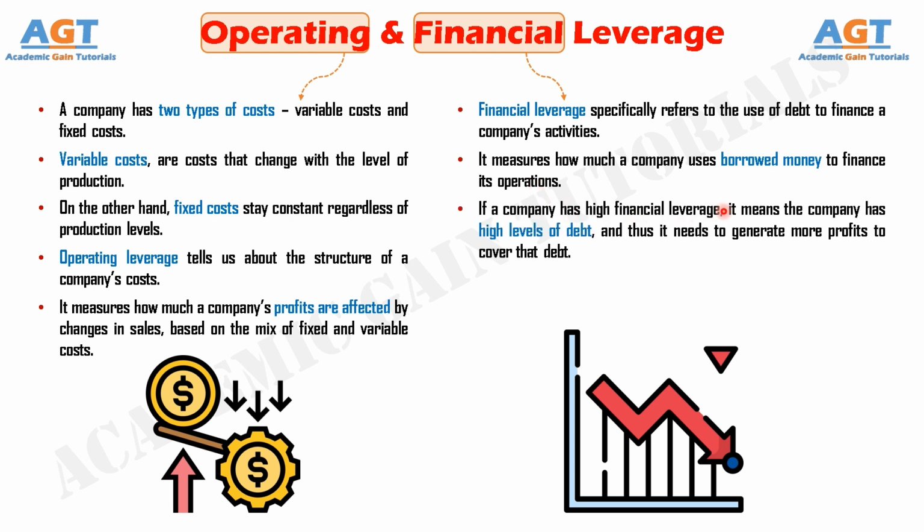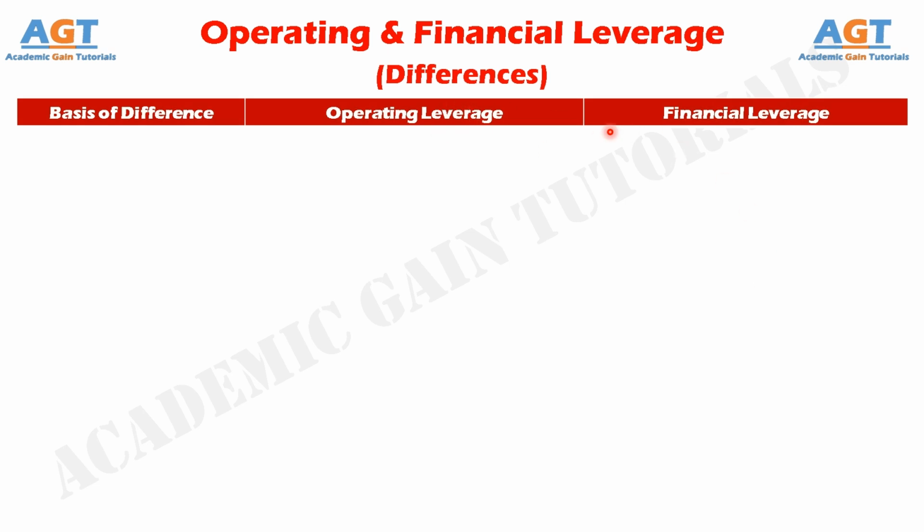If a company has high financial leverage, it means the company has high levels of debt, and thus it needs to generate more profits to cover that debt. This metric also indicates how financially stable the company is. So, let's look into the basic differences between operating leverage and financial leverage in a tabular form.